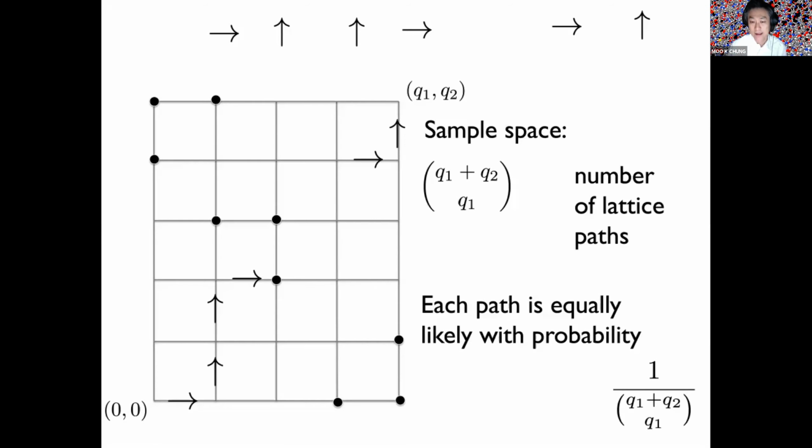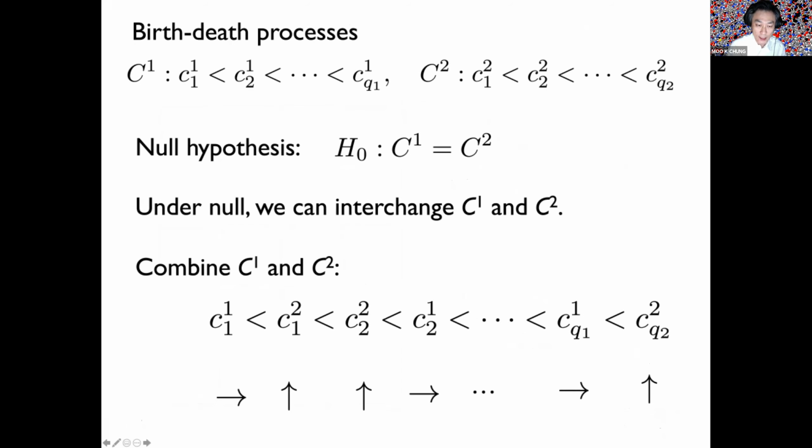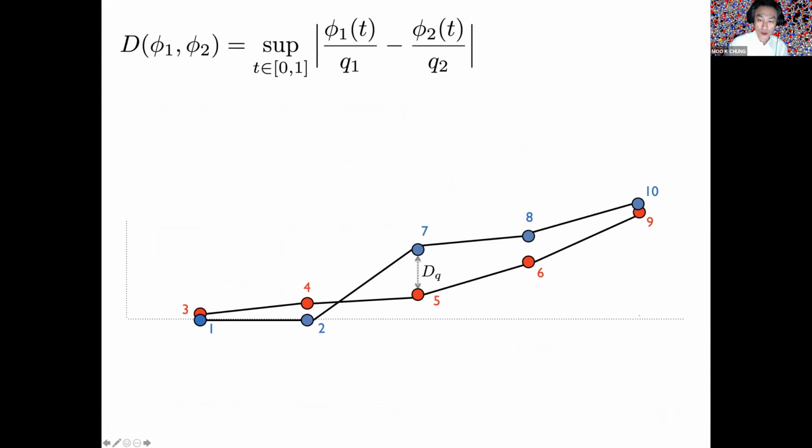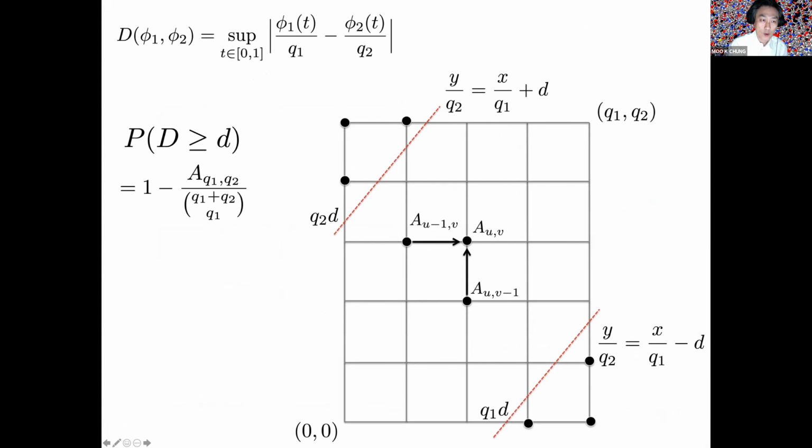Then I can put some probability on each path. So I'm going to assign a uniform probability. Why? Each path is equally likely, as is any other permutation. So there's no preference, and this is a reasonable probability assignment. Then I'm going to find the probability that this statistic is bigger than a certain threshold.